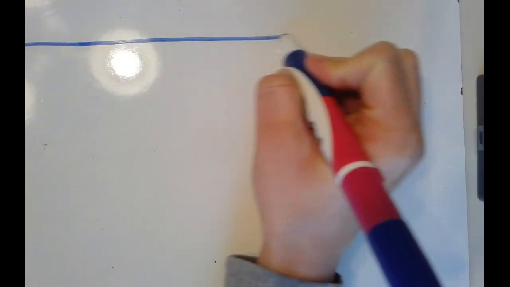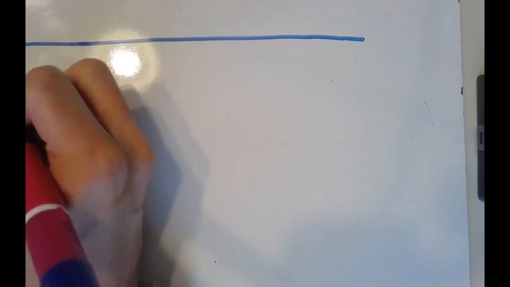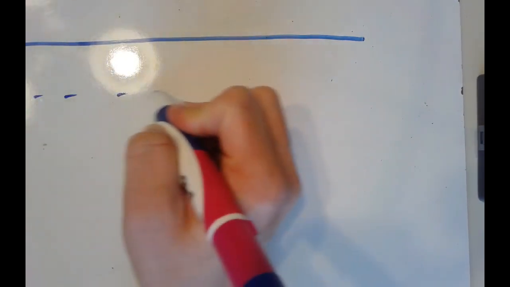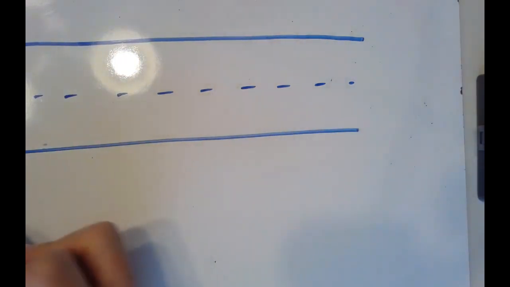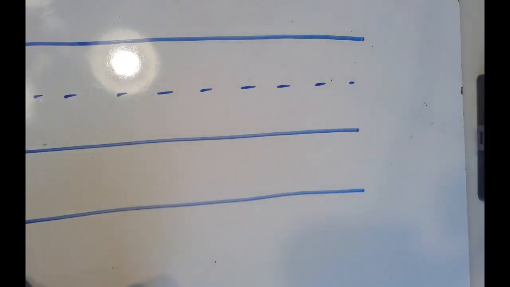Today we're going to learn how to write a capital cursive I and a capital cursive J. So I'm going to draw my lines.